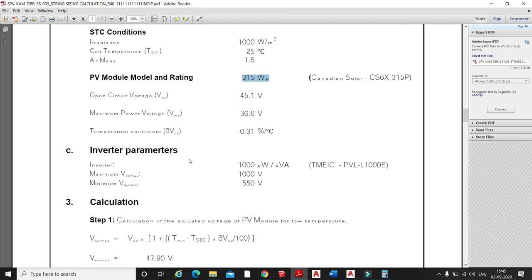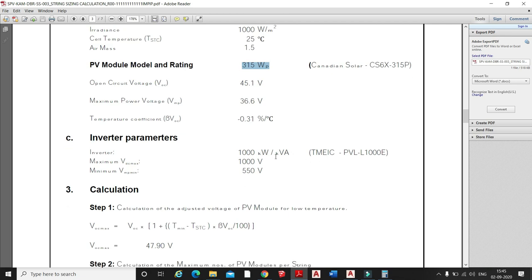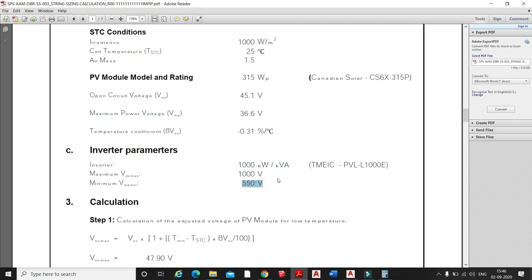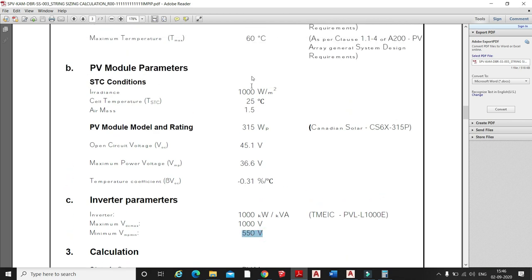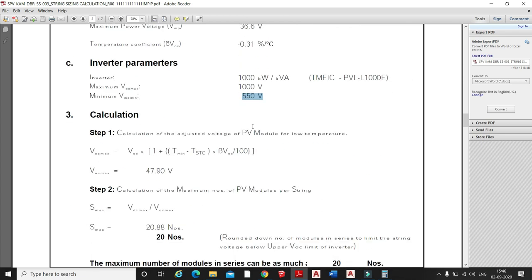And this is your inverter parameter. The inverter rating is 1000 kVA, VDC max 1000 volt and VDC minimum 550 volt. This data you will get from the inverter data sheet and the module data sheet. So this is the formula by which we do the string sizing.